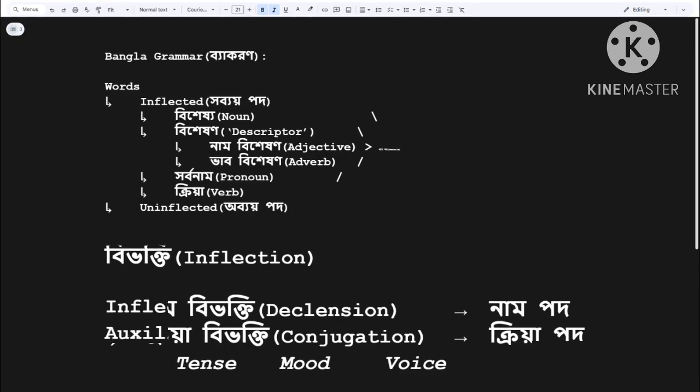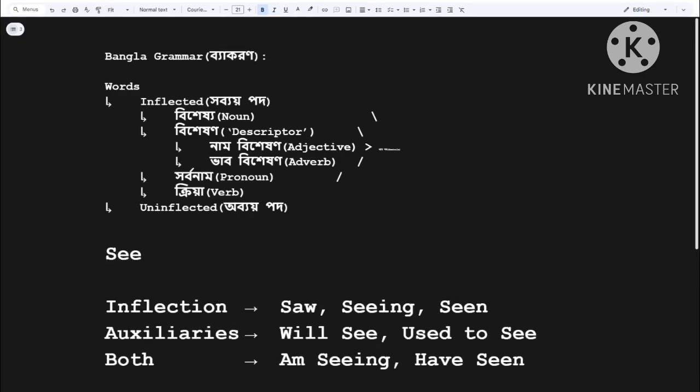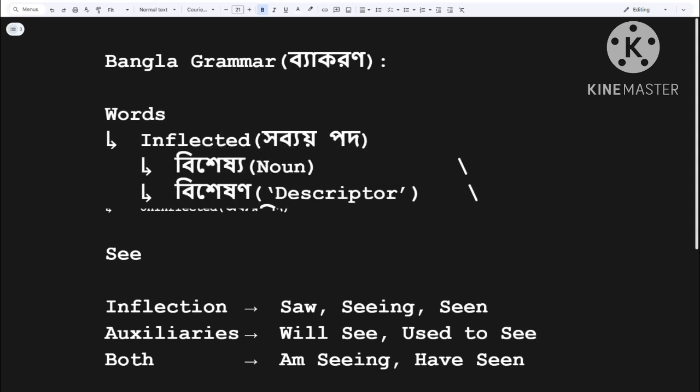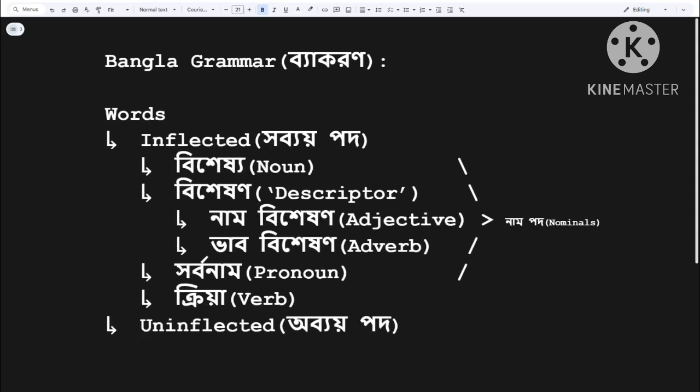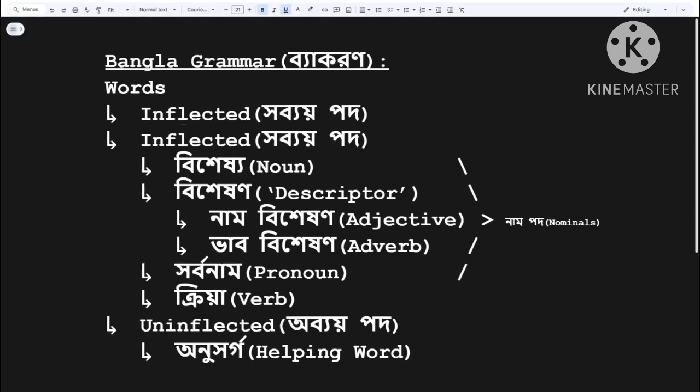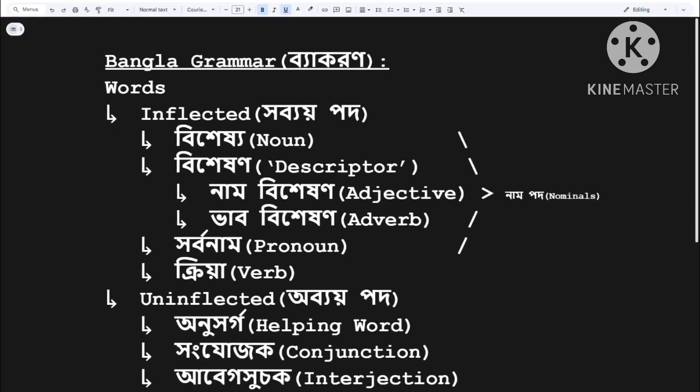Getting back to the synthetic analytic thing, remember languages typically use both of these approaches to different extents. Let's take these examples from English. You can see both in action. In Bangla, when we use a helping word, with or without an inflection, we call that anushorgo. We can divide it further depending on what exactly it's helping with, but for now this is as far as we'll go. There are two other ones in this category, shongjojok pod and abegshuchok pod. They're both quite easy, conjunctions and interjections.